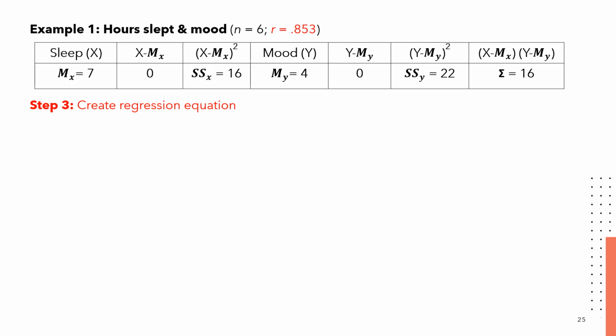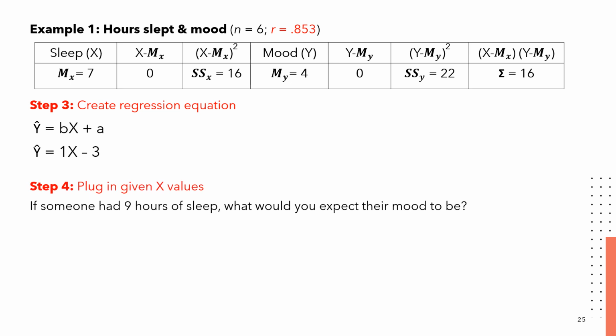From here, we can create the regression equation. The equation is y hat equals bx plus a. So plugging in our values, we have a 1x plus negative 3, which is just 1x minus 3. From here, we can plug in any x values given.